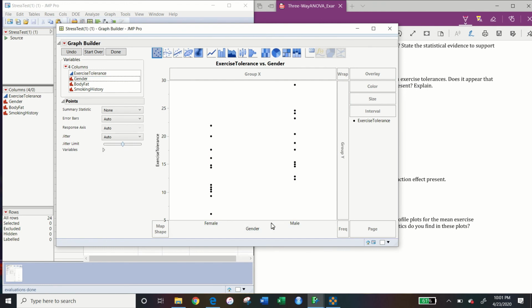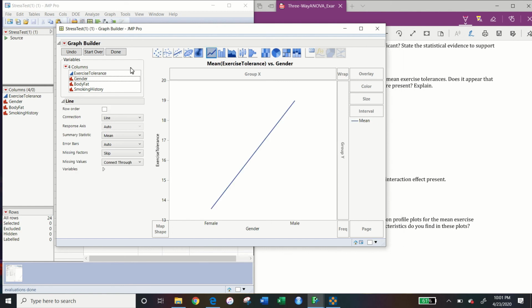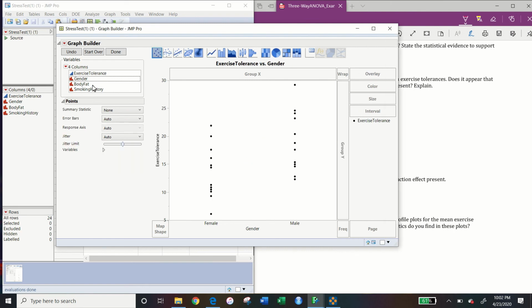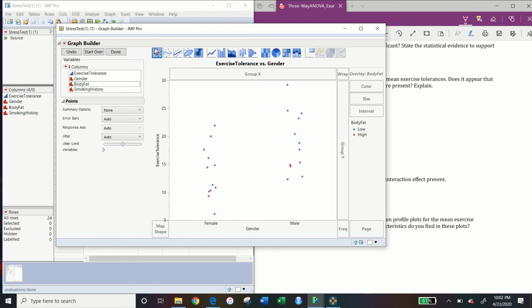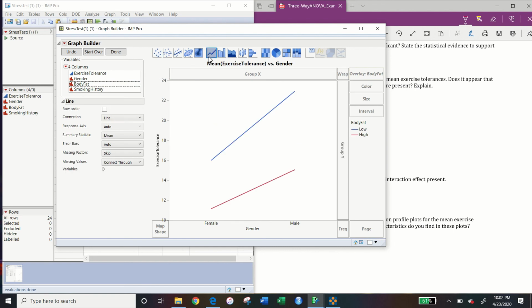If we're doing a two-way interaction plot, we would put our second predictor under overlay. And don't forget, we're going to want to go in from the left and make this into a line graph. So this gives us the interaction plot for body fat and gender. We can simply undo this by removing body fat and do the same thing with smoking history. The red line is light, blue line is heavy.